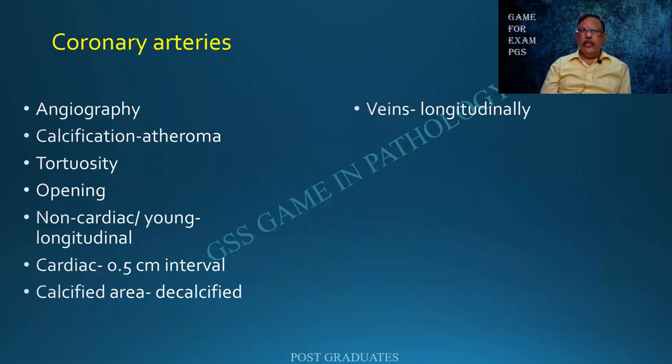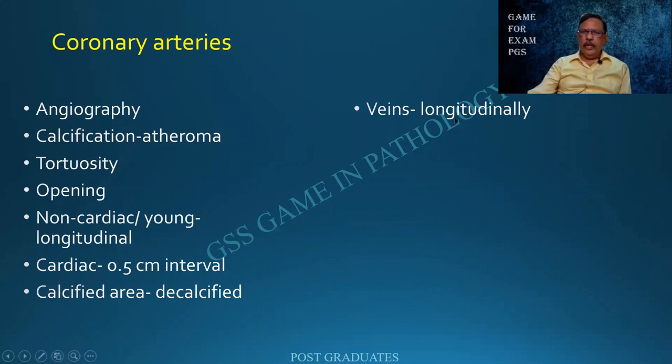Regarding the coronary arteries, what all should we look for? Angiogram is one that could be done, or an earlier angiogram of the patient should be seen. Whether there is any calcification or an atheromatous plaque, tortuosity of the blood vessels, opening. In a case of non-cardiac lesions, longitudinal sections can be made. But if it is going to be a cardiac cause of death, I should make regular slit-like cuts at 0.5 centimeters interval so that I will be able to identify a thrombus or an embolism or both. If there is an area of calcification, that obviously should be decalcified. So this is the protocol that should be followed for examining the coronary arteries.